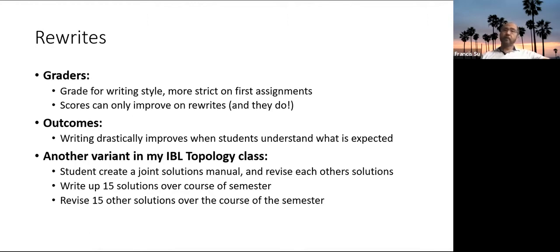Another variant that I've used in my IBL topology class is having students write a joint solutions manual and revise each other's solutions. And so basically, one of the things they have to do in the class is over the course of the semester, write up 15 solutions and revise 15 other solutions. So revise other people's work. Next slide.